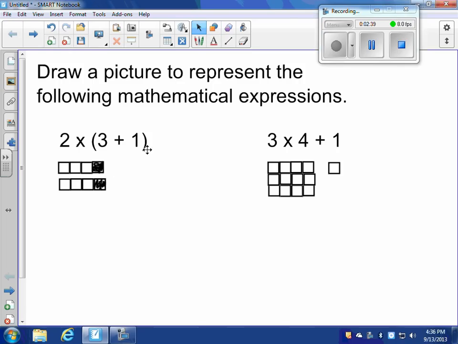So this is how you would represent mathematical expressions using drawings. If you have your parentheses here, you're going to have to show what's inside the parentheses first, and then show how many groups of that you have. In a case like this where you don't have parentheses, you're going to show the multiplication problem first, and you show multiplication using an array model.